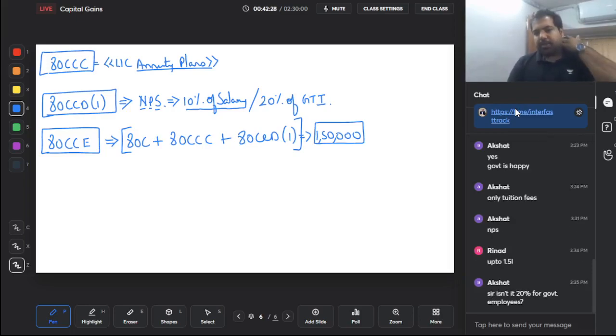Sir, is it 20% for government employees? No, it is 20% for people who are self-employed. This is GTI.